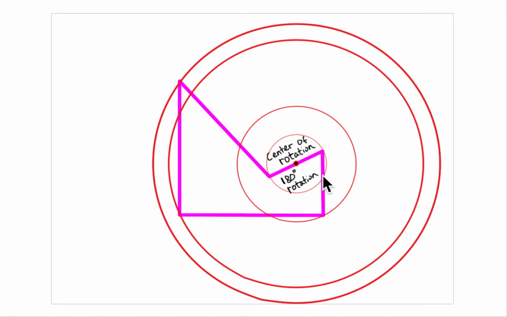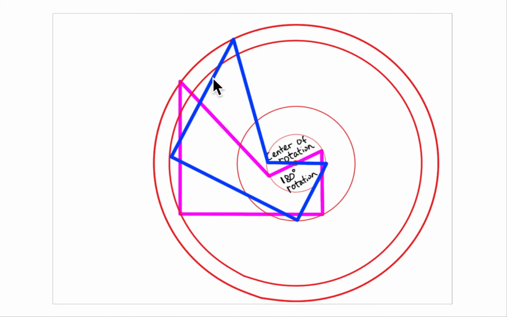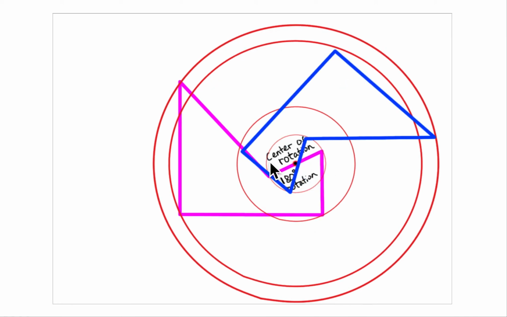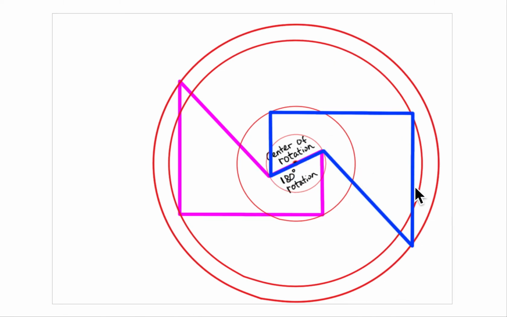And then each angle, each vertex, as it rotates around, has to stay on its path. So each of these vertices has to remain on its own path as it goes around. You're going to go around 180 degrees, and it's going to end up right here. So when these line up, you've gone around 180 degrees.